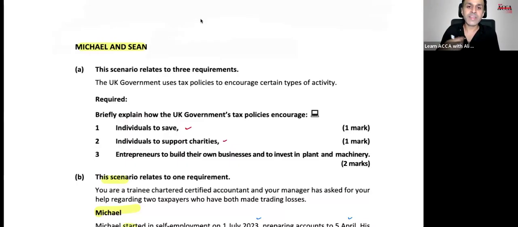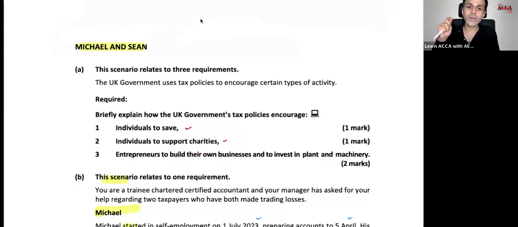Dividends do not have any starting rate band. Dividends do have NRBs, but they do not have that starting rate band, which you get on savings income. Charity: the moment the word charity is used, start thinking of charitable donations like gift aid donations and the payroll giving scheme.